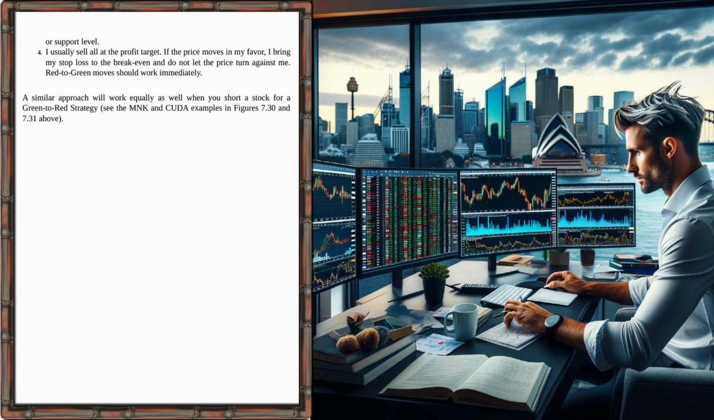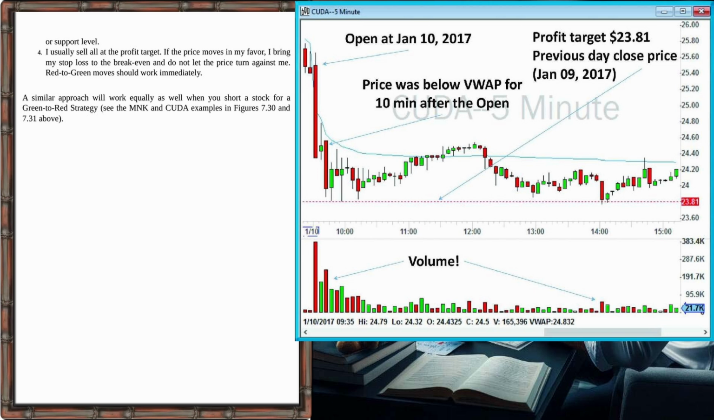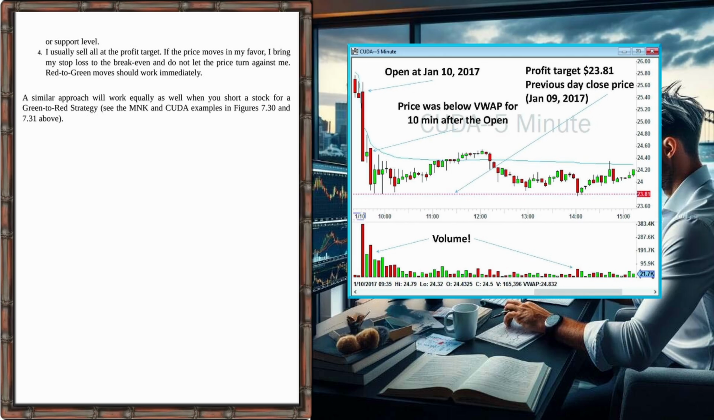4. I usually sell all at the profit target. If the price moves in my favor, I bring my stop loss to the break even and do not let the price turn against me. A red to green move should work immediately. A similar approach will work equally as well when you short a stock for a green to red strategy. See the MNK and CUDA examples in Figures 7.30 and 7.31 above.